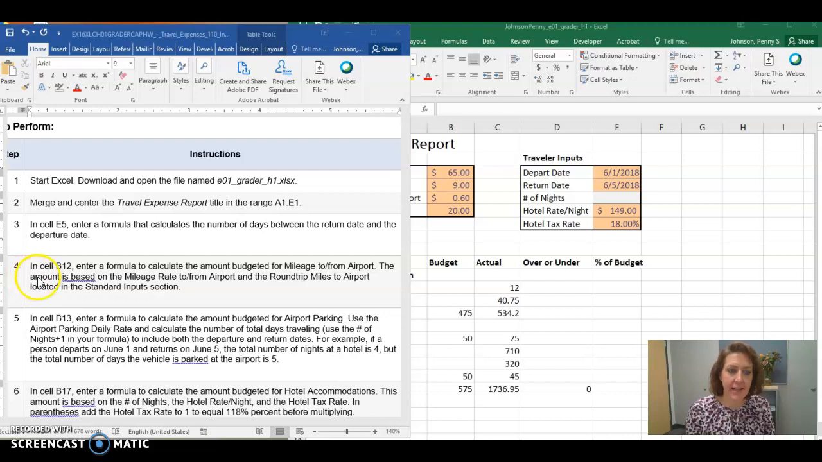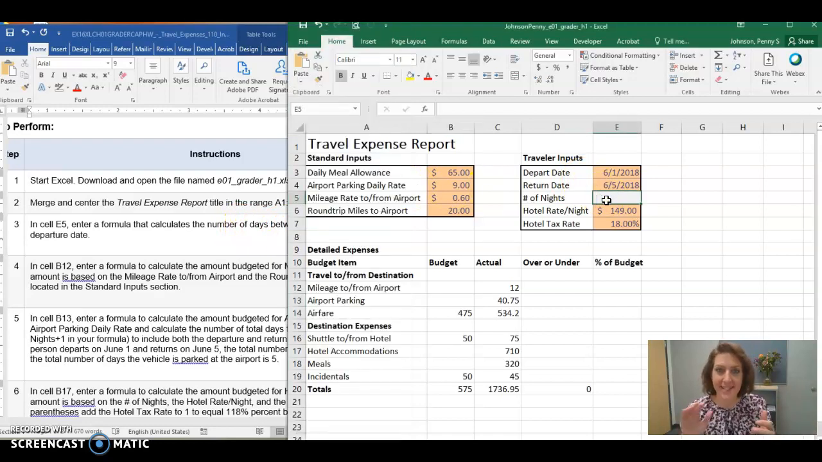It says in cell, sorry, I'm going to back up and start with step 3, just to make sure we're all ready to go with the data that we need for the later steps. Okay, so step 3 says in cell E5, enter a formula that calculates the number of days between for the trip. So we're going to go over to our spreadsheet. I'm going to select cell E5, and I'm just going to look at the data that's available to me. So from the traveler data, I have the date that they've departed and the date that they've returned.